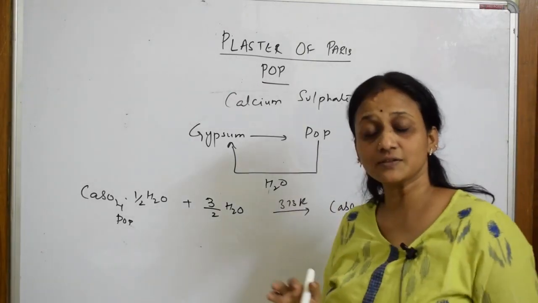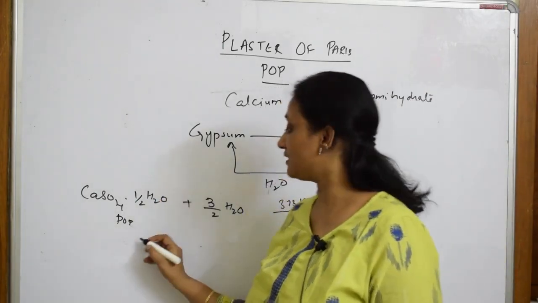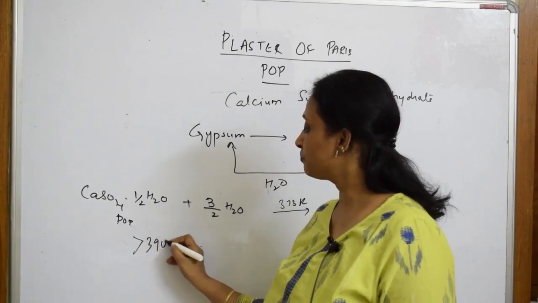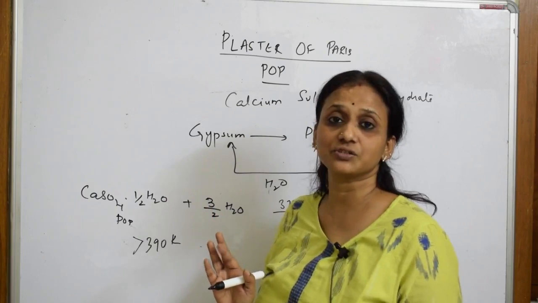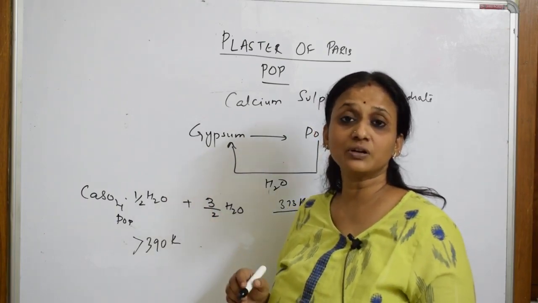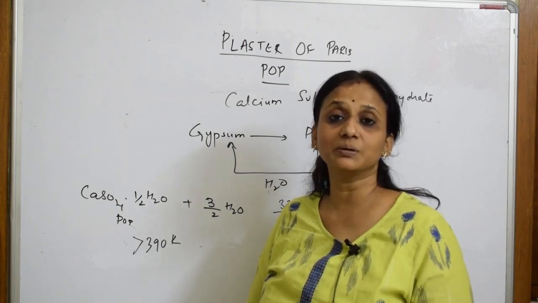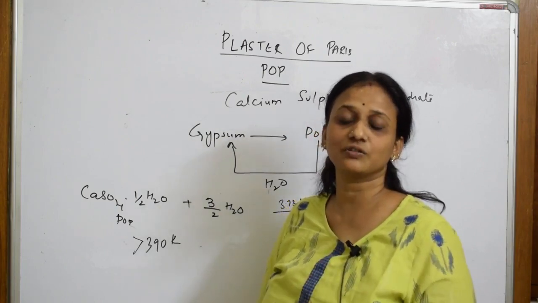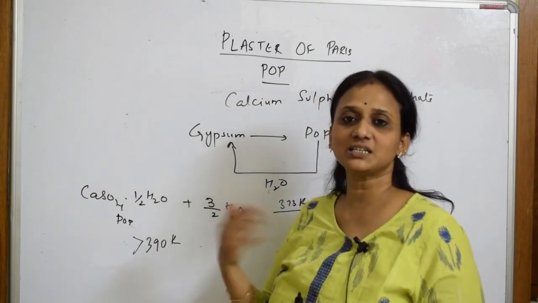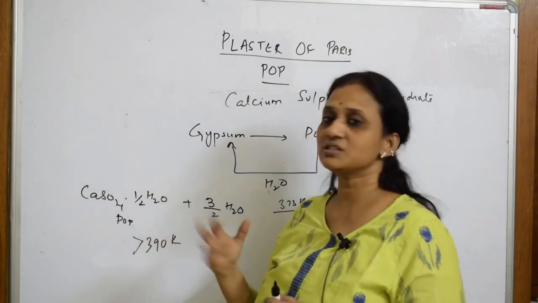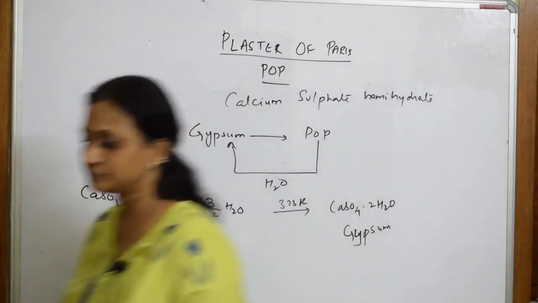Now the same thing, suppose I'm heating this plaster of Paris above 390 Kelvin. If I'm heating it above 390 Kelvin, then it's going to lose this water of crystallization, and it will form into a hard mass. That hard mass is called burnt plaster. Remember that. So beyond 390, start heating, it will lose this water. Once water of crystallization is lost, it will become a hard mass, that is called burnt plaster.